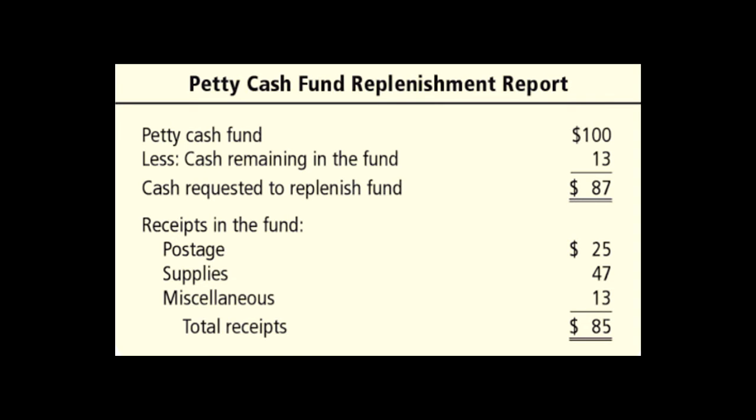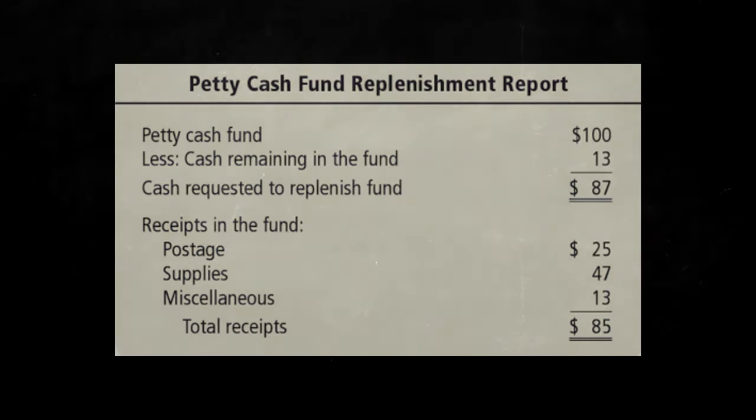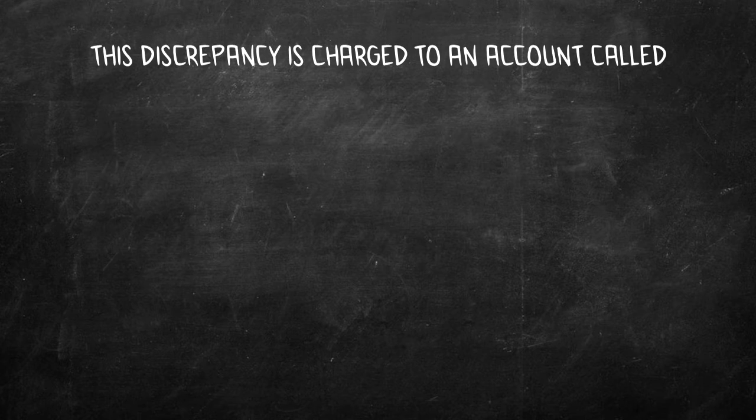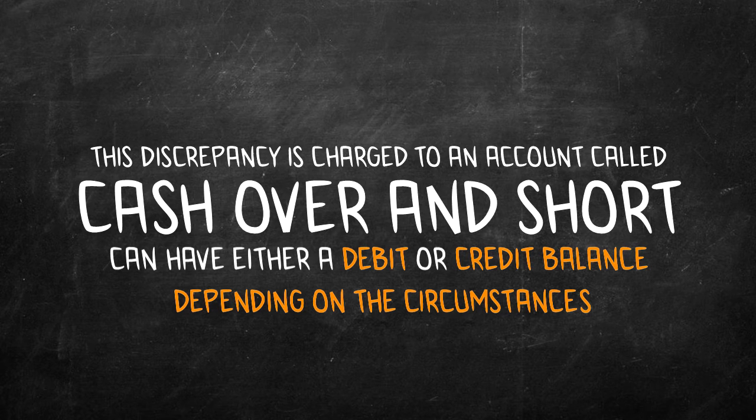However, in this report, there has been an error as the custodian may not have obtained all the receipts correctly, and thus there is a discrepancy. This discrepancy is charged to an account called cash over and short, which can have either a debit or credit balance depending on the circumstance.